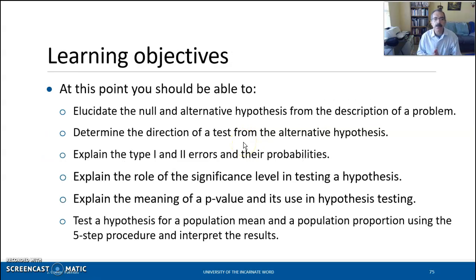All right, so at this point, you should be able to elucidate the null and alternative hypothesis from the description of a problem. You should be able to determine the direction of the test using the alternative hypothesis. You should be able to explain what the type 1 error is and what the type 2 error is and what their probabilities are. You should be able to explain the role of the significance level in testing a hypothesis, as well as the meaning of the p-value and its use to test a hypothesis. And you should be able to follow the 5-step procedure to test a hypothesis for a population mean and a hypothesis test for a population proportion.